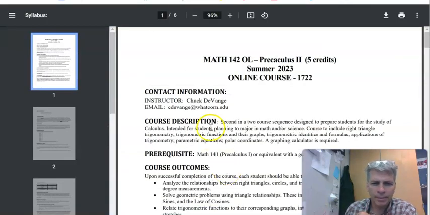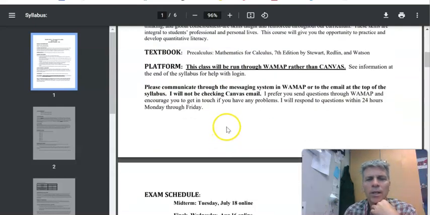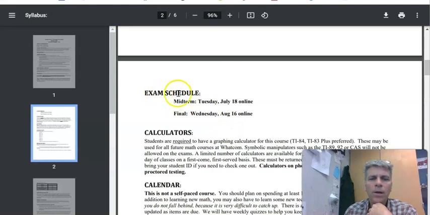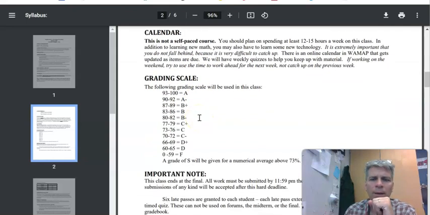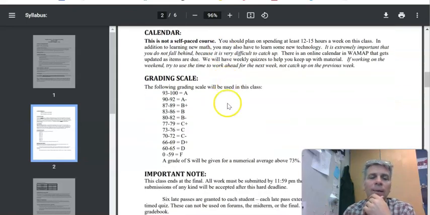Back to the syllabus. Lots of descriptions about the course, that sort of thing. Here is when our exams happen. That's on the class calendar as well. And these are online exams, and they're timed. I'll talk a little bit more about them in a minute. This is not a self-paced course. There's some flexibility, but I do have a schedule with due dates on it.